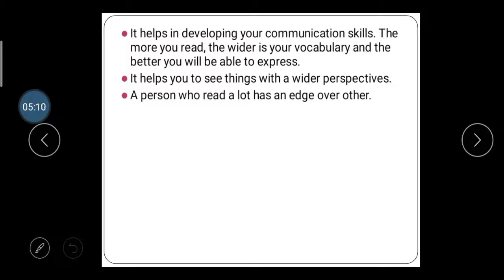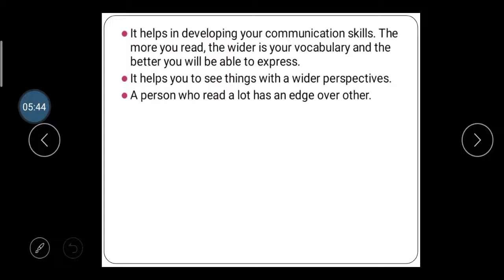Then it helps you to see things with a wider perspective. If you do not read any knowledgeable books, then your overall view is not very wide. Your view is very narrow. But whenever you read this type of books, your perspective and perceptions are also very wide. So a person who reads a lot has an edge over others. Means if you have knowledge, then you can outdo other persons.